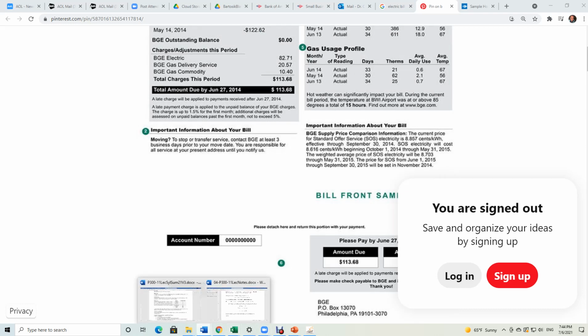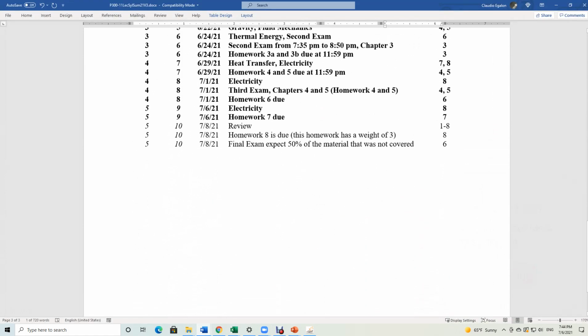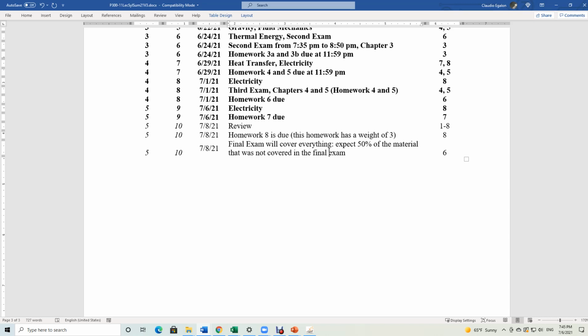Let me just remind you of the schedule here, right? Homework 7 is due today. Next class, we are going to have a review. I will prepare the final exam. Don't forget the final exam is all the material. Final exam will cover everything. Expect 50% of the material that was not covered in the exam. Okay? In the final exam. I have office hours tomorrow. It's between 4:20 and 5:20.